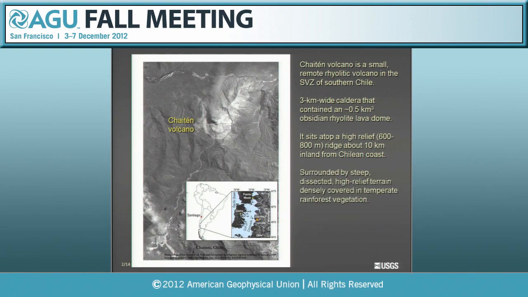And it's surrounded by fairly steep, dissected, high-relief terrain that prior to the eruption was covered in fairly dense, temperate rainforest vegetation. And then just for a little bit of scale, the little coastal town of Chaitén is down at the mouth of the Chaitén River, and it's about 10 kilometers from the volcano down to here.